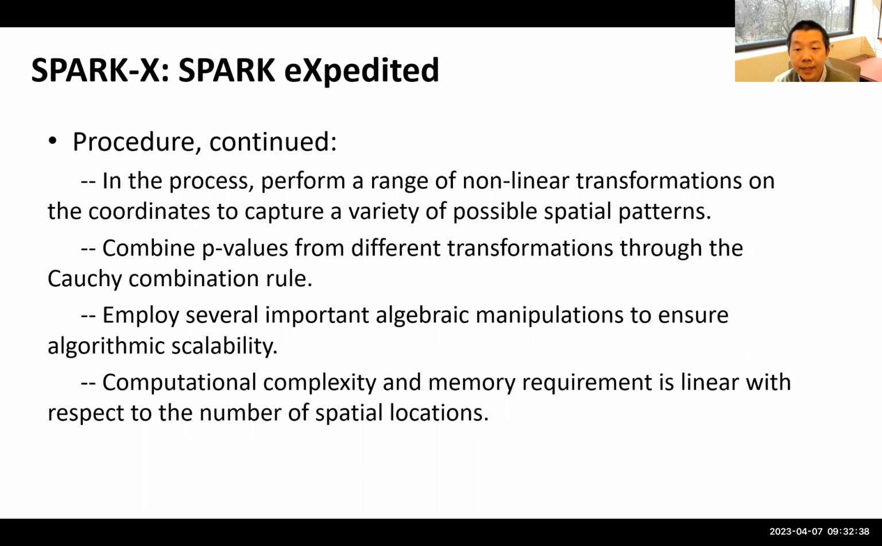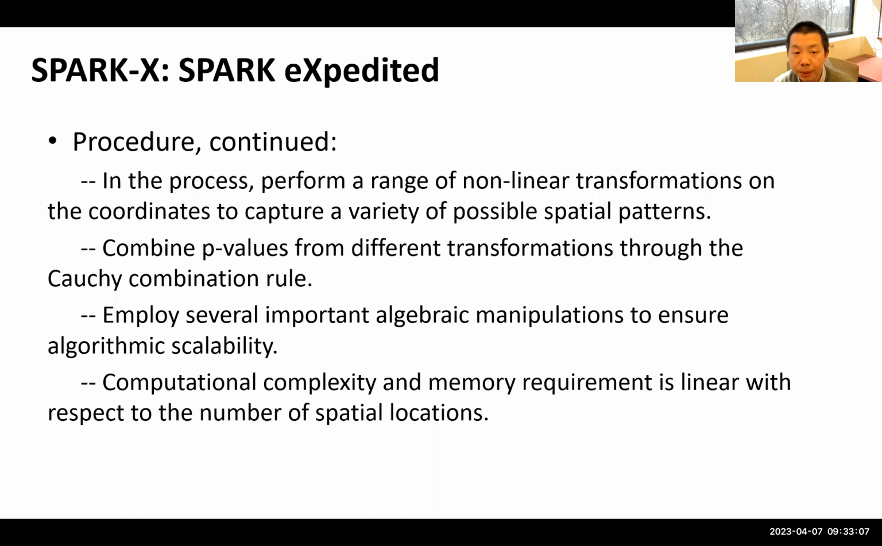Certainly, we need to do a lot of engineering in the process in order to make it work well and work fast. Specifically, we need to perform a range of nonlinear transformations on the x and y coordinates in order to capture a wide variety of possible spatial expression patterns. And then we need to combine all the p-values from those different nonlinear transformations, again through the Cauchy combination rule, to get a single p-value.